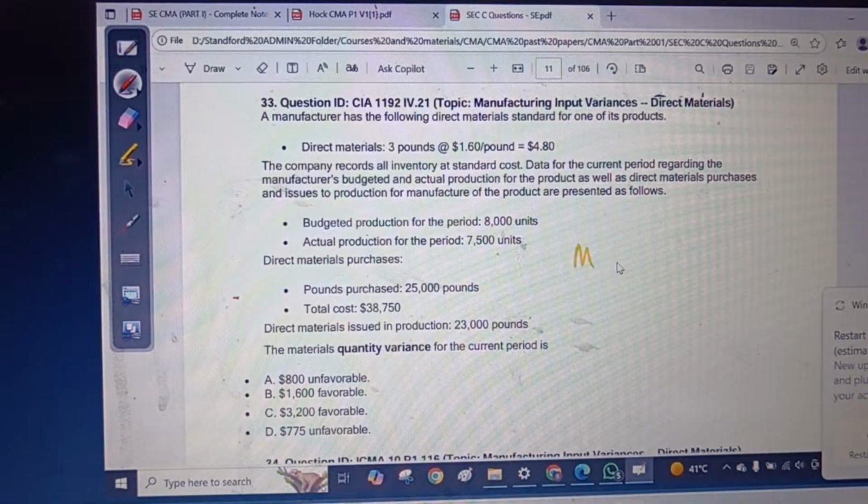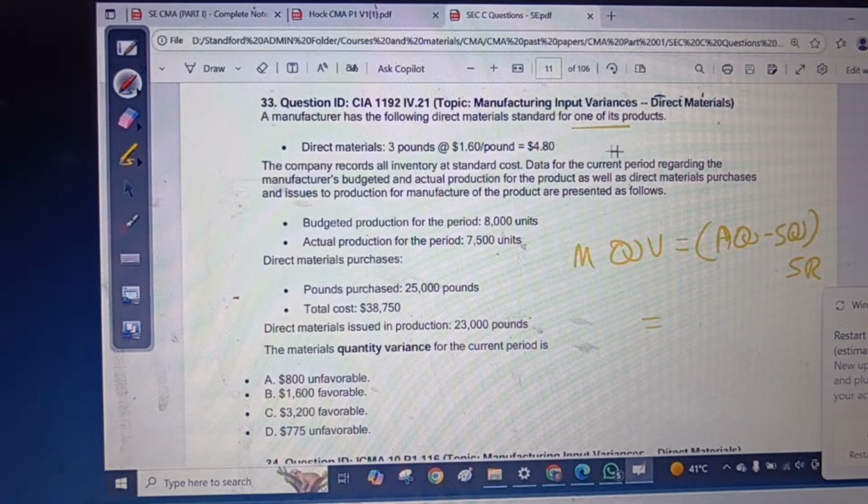They are asking for the material quantity variance. What is the formula? Actual quantity minus standard quantity, times standard rate. What is the actual quantity of inputs used? The direct material standard is 3 pounds for one of its products, 3 pounds at 1.6 per pound. Actual quantity of inputs allowed for actual output.